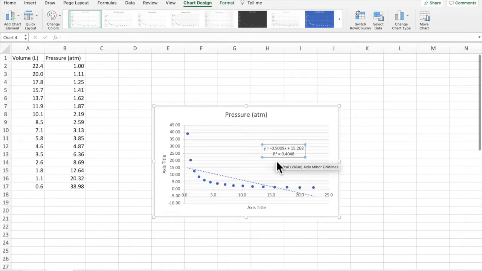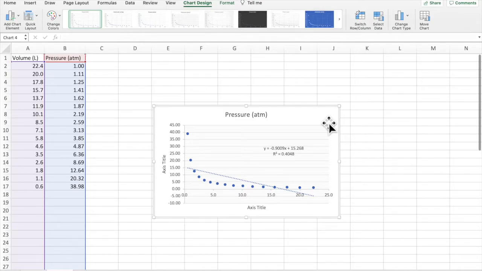So we can go ahead and just delete this graph because it's not showing us anything that we need. But before that, we need to take a look and go, hey, look, this is an inverse relationship.